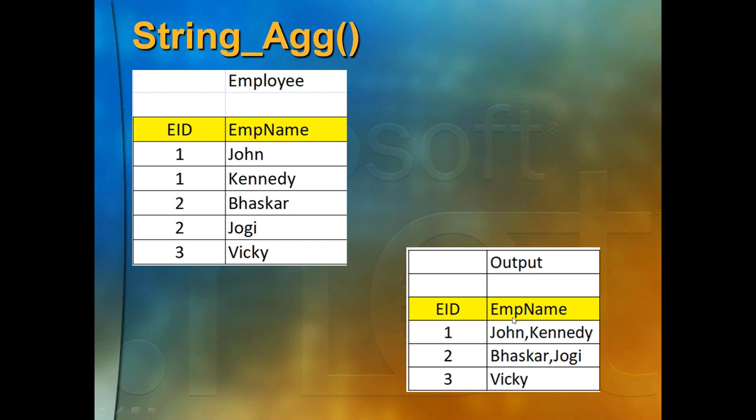If you wanted to display like this, then definitely you should be able to use the string aggregate function. Without that you can also do the query, but it is a very, very complicated query. It takes a lot of complexity to understand and to write. So we have a function called string aggregate function. With the help of that, all the values with one have to be concatenated like this, and all the values with two have to be concatenated, Bhaskar, comma Jogi. This is the query you should be able to write.